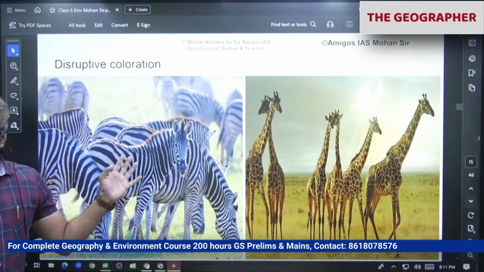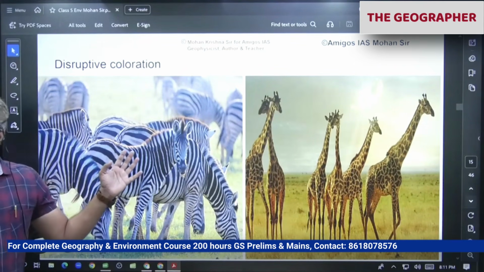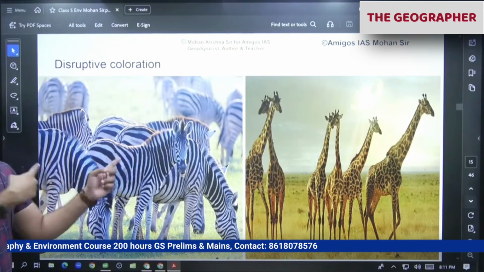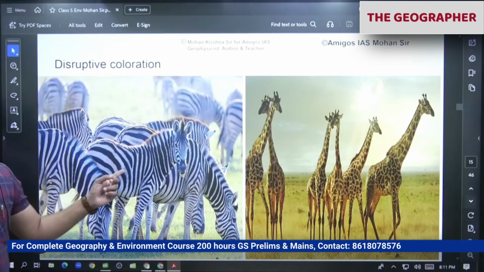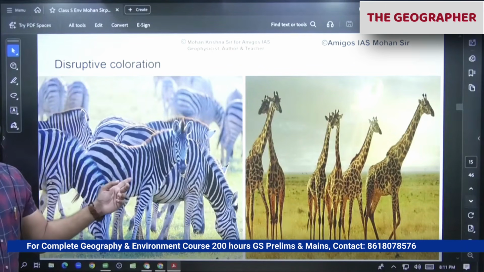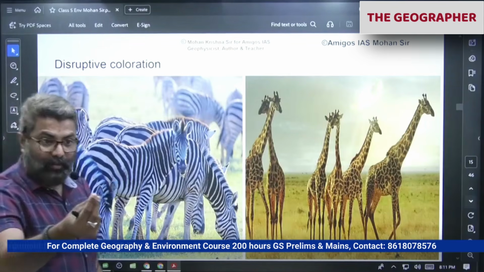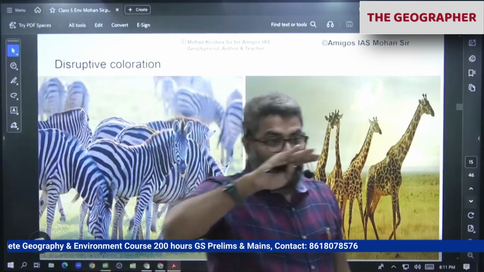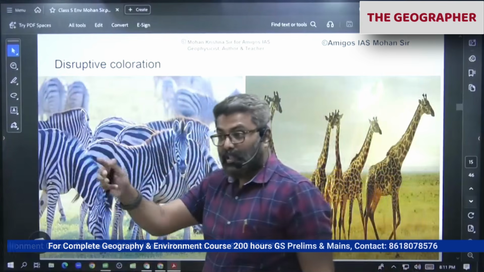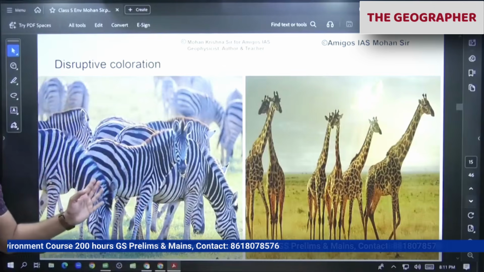You are thinking from our point of view. Don't think from the human point of view. Think from the lion's point of view, the cheetah's point of view, because they don't see colors the same way we do. Only the primates have the ability to identify colors. In our eyes, in the retina, we have photoreceptor cells, red, blue, green. So we are able to identify the colors.